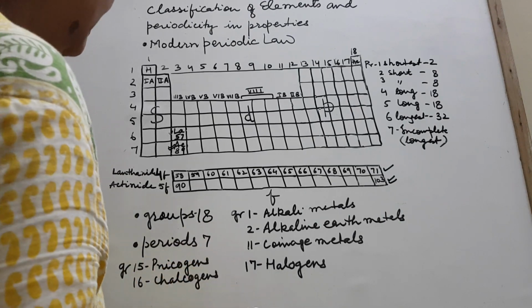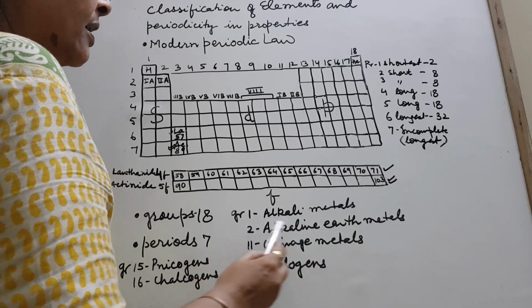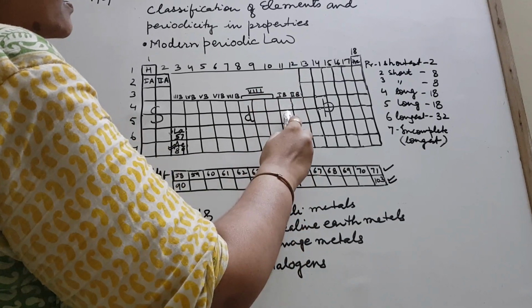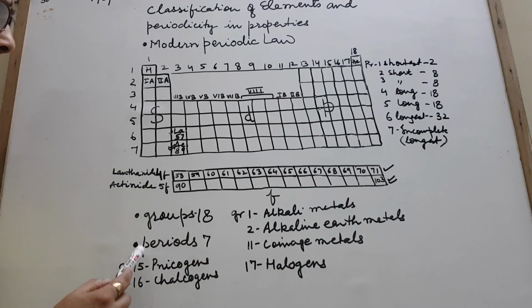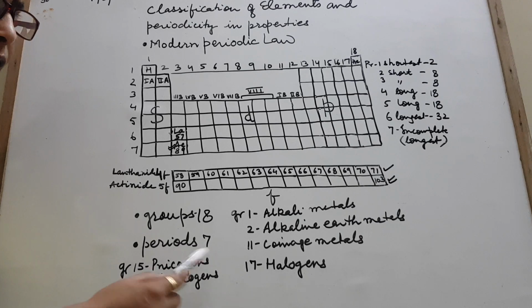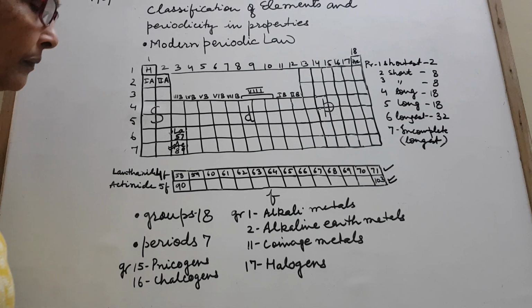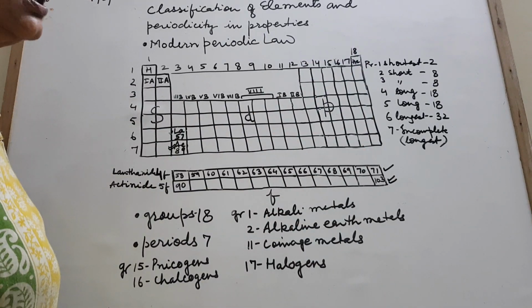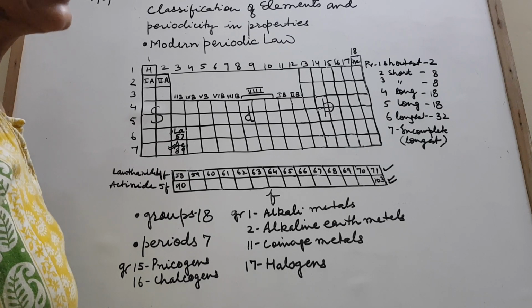Then, children, group 1 elements, from class 10, were called alkali metals, and group 2 alkaline earth metals. Group 11 has copper, silver, gold, so we call them coinage metals. Group 15 we call pnictogens; it has nitrogen, phosphorus, etc. Group 16 we call chalcogens: oxygen, sulfur, etc. Then 17 is halogens, and 18 we call noble gases, noble elements, rare gases, inert gases. Some books even call them aerogens.